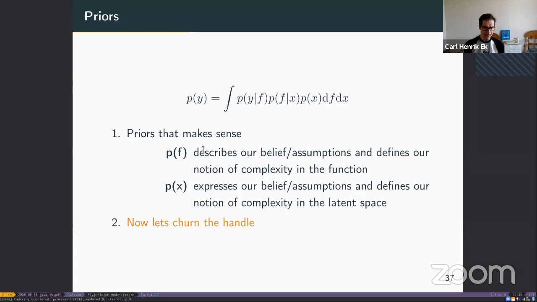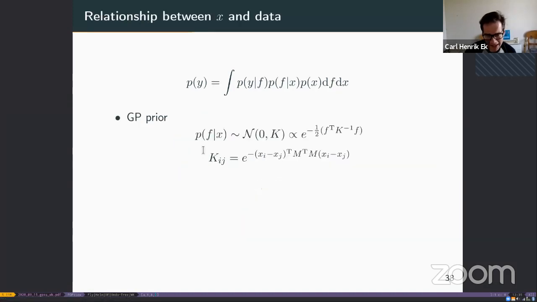So now if you say this, great. Now let's just do Bayesian inference, churn the handle, and we're all going to be happy, right? And I can finish my talk after 35 minutes. But there's going to be a twist to that. So let's just think about this.